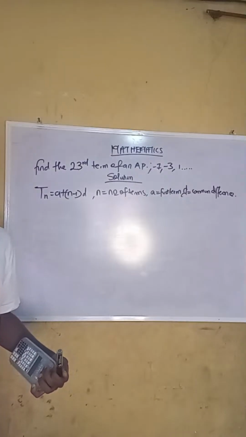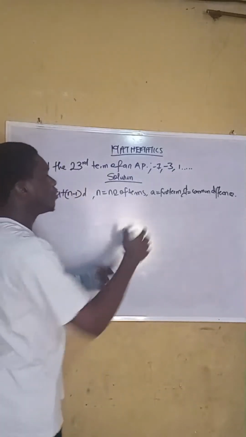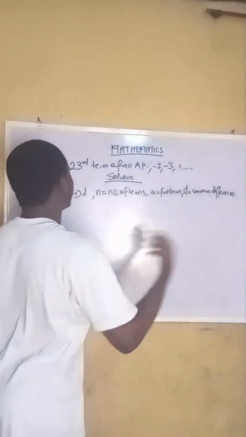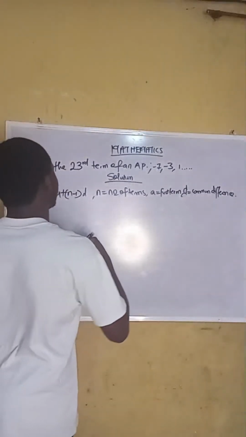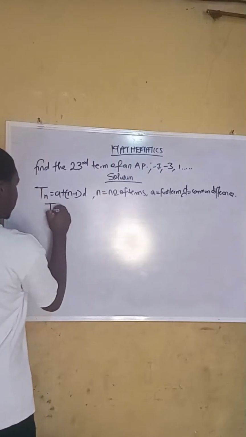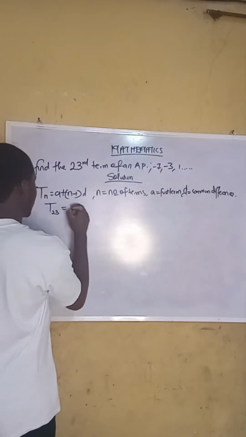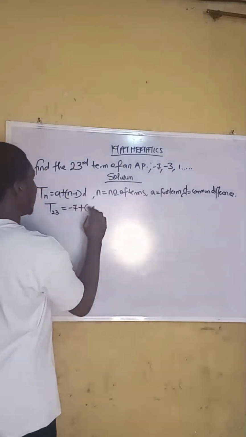So now we understand the particular formula. So what do we do next? We apply it to the question. The question is to calculate the 23rd term. So T23 will be equal to, the first term here is negative 7, a plus (n minus 1)d.